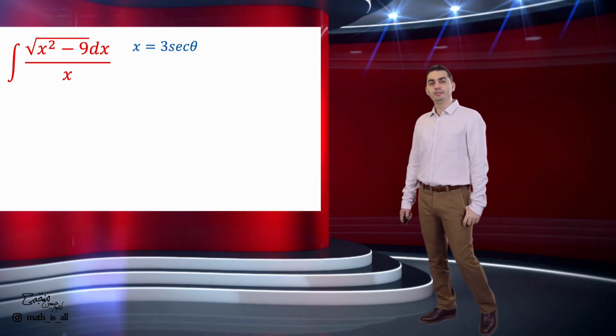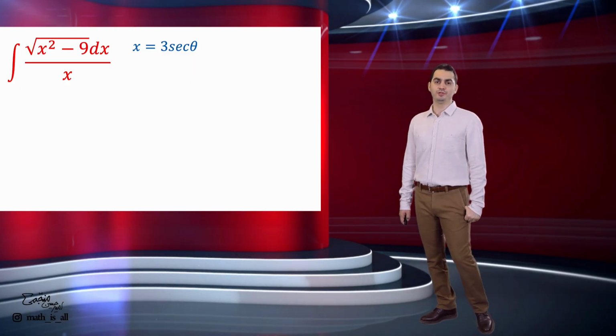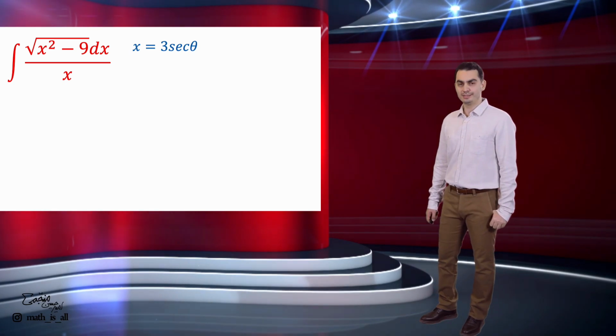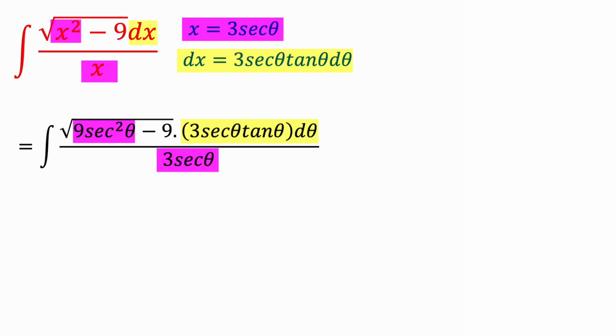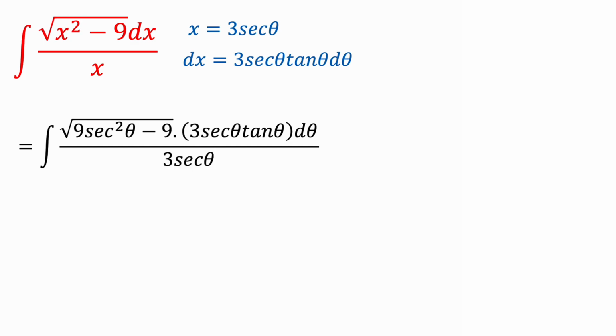If you've approached this task with patience, you've certainly written something like this. We've taken x to be equal to 3 secant theta. We're going to take the derivative, or more precisely, we'll find the differential. So dx becomes 3 secant theta tangent theta d theta. Now let's proceed to substitute these values and see what we obtain. The numerator is the square root of 9 secant squared theta minus 9, times 3 secant theta tangent theta d theta. What is this? This is exactly dx.